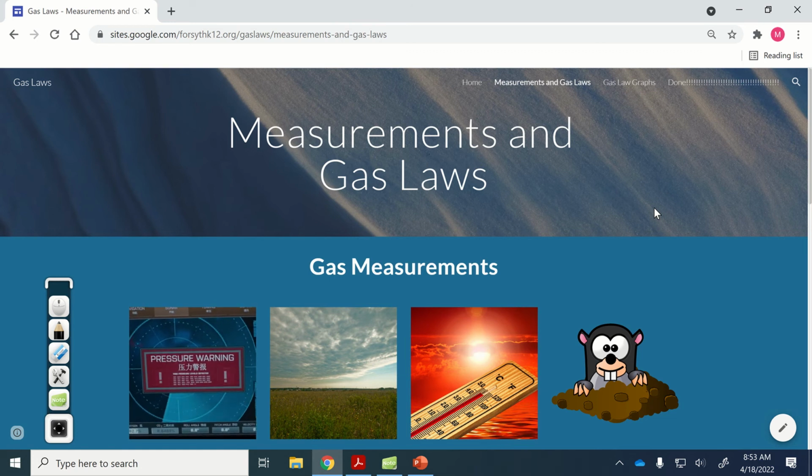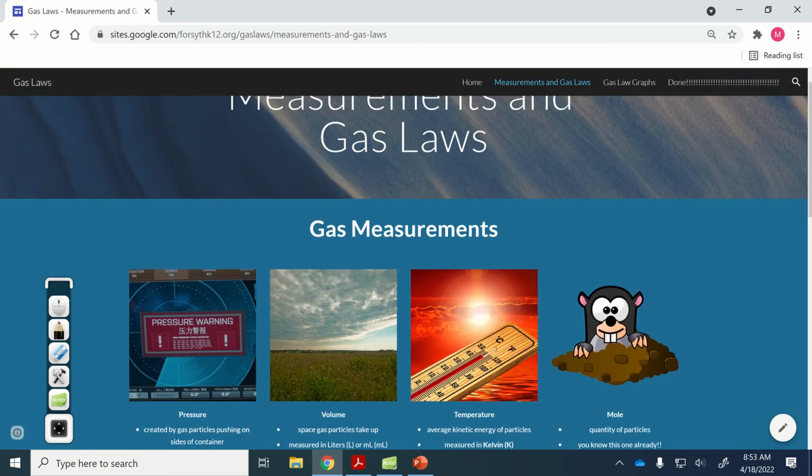We're looking at gas laws, basically our last unit, and we're going to make this fairly brief. With gas laws, we are looking specifically at how gases interact and how that affects the measurements related to gases, like pressure, volume, and temperature.